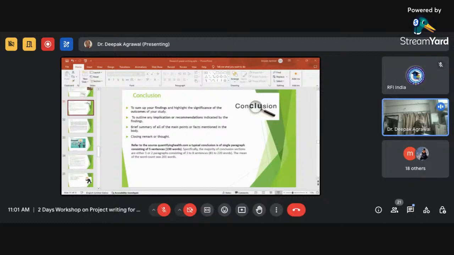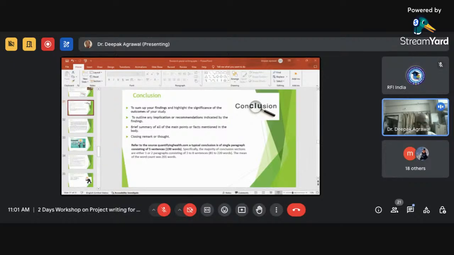Refer to the source qualifyinghealth.com. A typical conclusion is a single paragraph consisting of 5 sentences. So for writing, or for how to develop a conclusion, this can be the source. They say that a conclusion should consist of a single paragraph, usually of 130 words. And they further suggest that the majority of conclusion sections are written in 1 to 2 paragraphs containing 3 to 8 sentences. That means the average word count is 201 words.